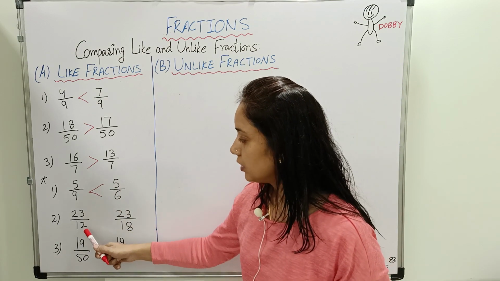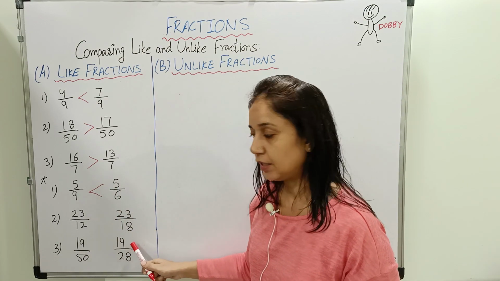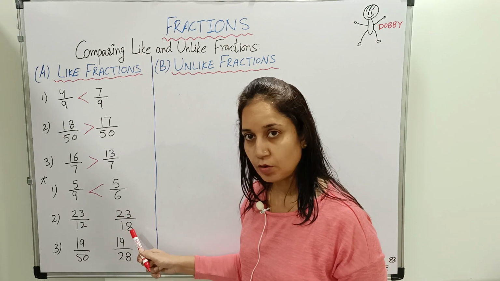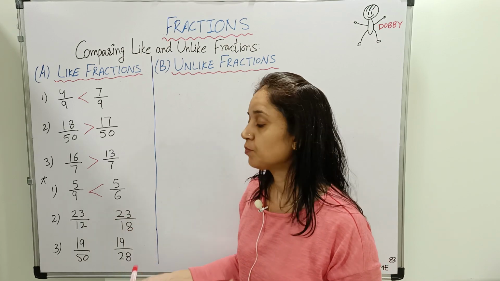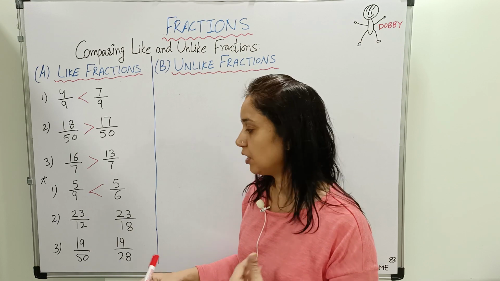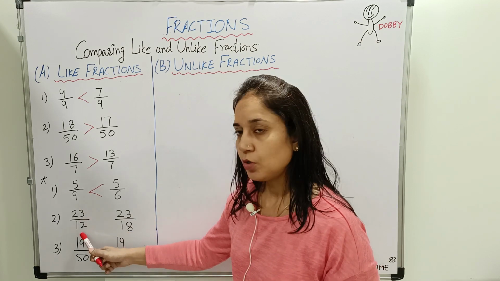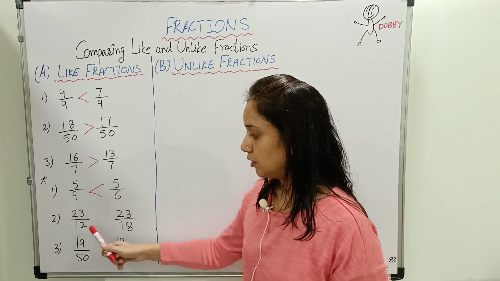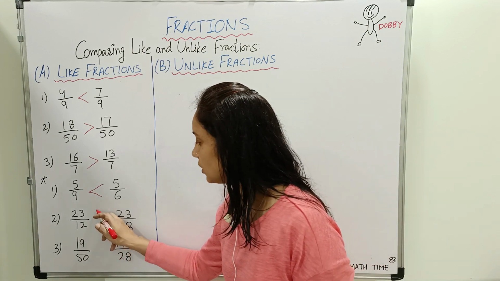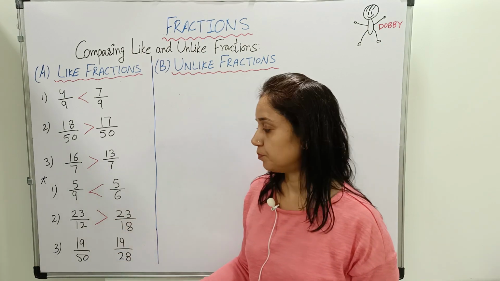Coming to the next, 23 upon 12, 23 upon 18. Here also numerators are the same, not denominators. So this is the reverse case. Smaller denominator is the bigger fraction. 23 upon 12, 23 upon 18. 23 upon 12 has the smaller denominator, so this is the bigger fraction.